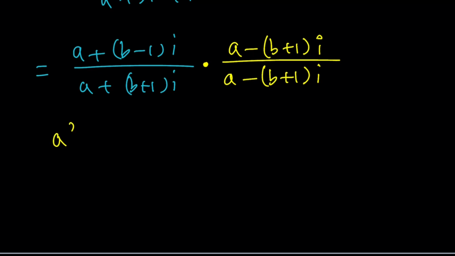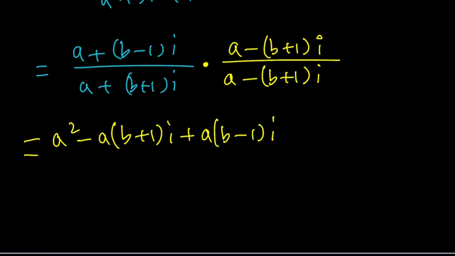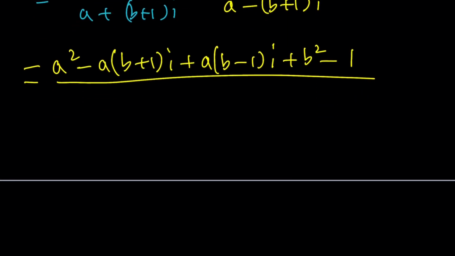A times a is a squared, and then a times (b plus 1)i with a negative sign, so it's going to be minus a(b plus 1)i, and then same thing but this time (b minus 1)i, and that's a plus sign, so it's going to go like this. And then finally, when we multiply b minus 1 and b plus 1 from difference of two squares, we're going to get a b squared minus 1 with a negative sign, but i squared is negative 1, so that'll be negated one more time, and we're going to end up with b squared minus 1. Make sense? I hope it does. And then all of that is divided by sum of two squares. Remember, when we multiply by conjugates, we get sum of two squares.